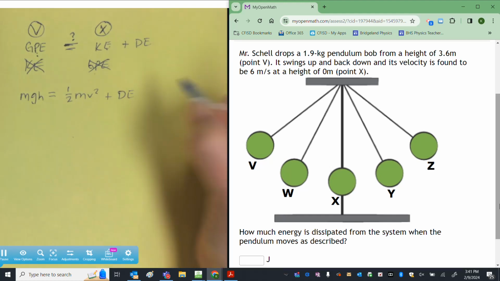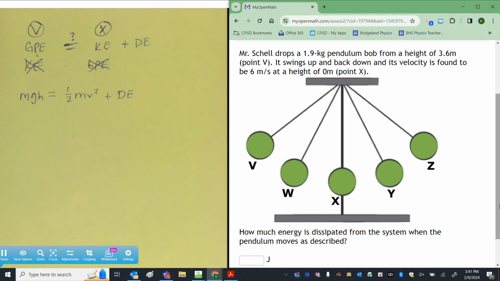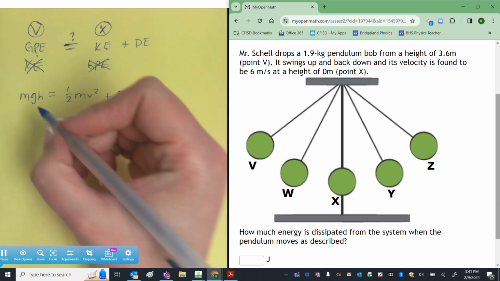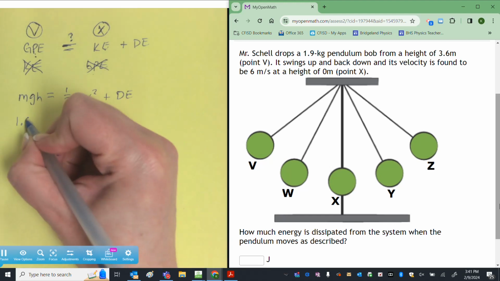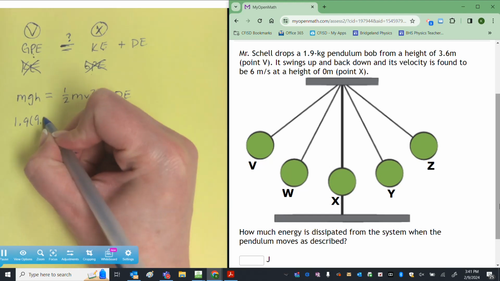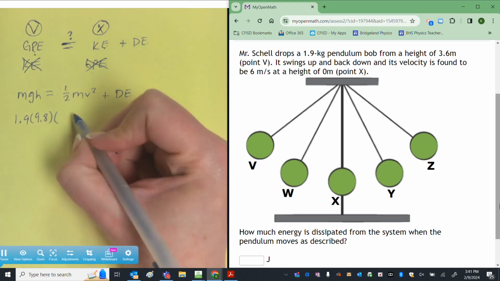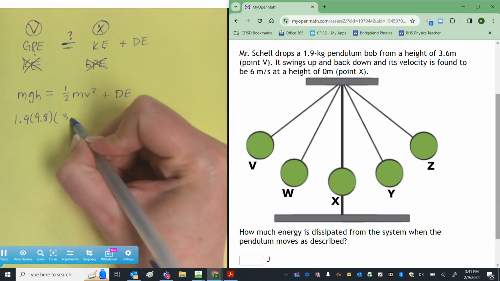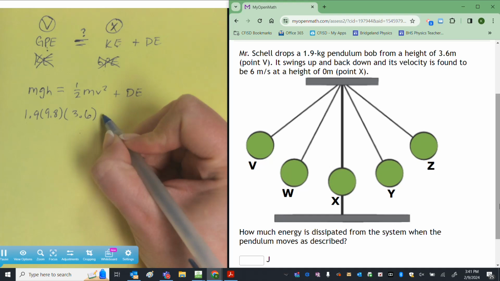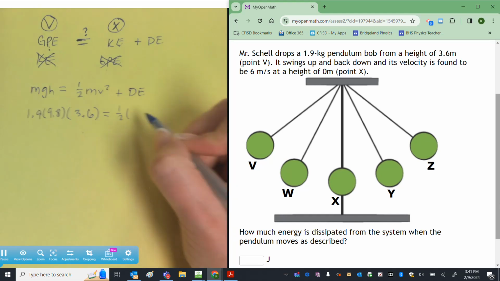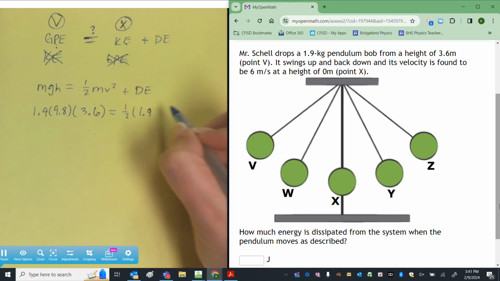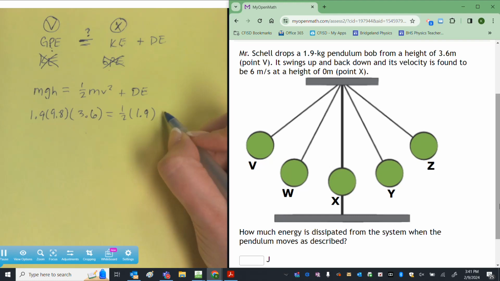And it's possible that this is 0. So let's see if it is. If we plug in our numbers, we have 1.9 times 9.8 times the height of that pendulum bob at point V, which is 3.6, equals 1/2 times that same 1.9 mass times the velocity it gave me, which is 6 squared.